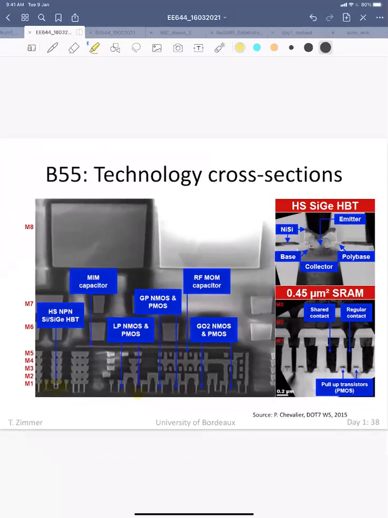BiCMOS processes are very common nowadays, mostly for high frequency applications. People do not use bipolar technologies for low frequency applications because they are much more expensive than the CMOS process. Because you have epitaxy, and the moment you use epitaxy, your cost increases, because it's a very slow process.